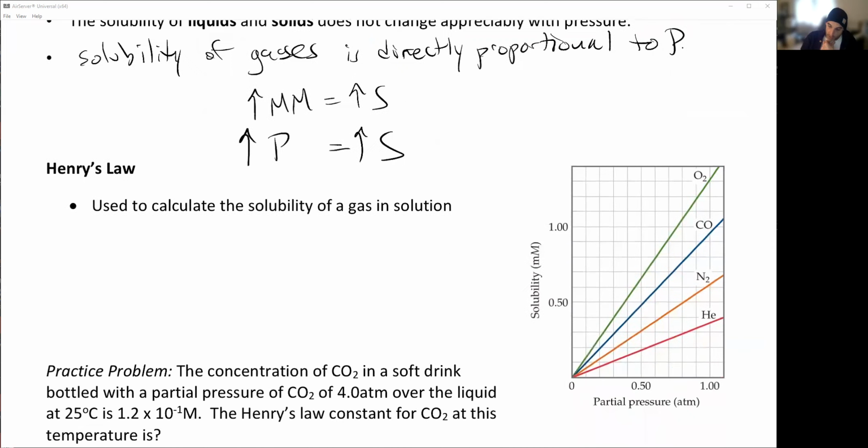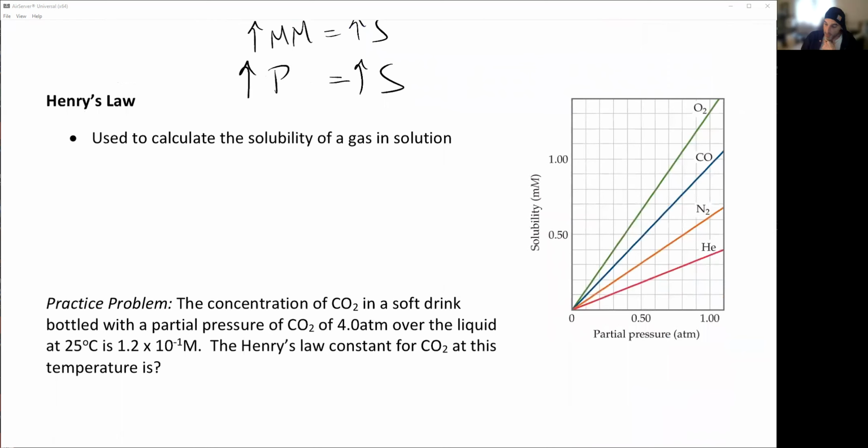In fact, we have a relationship with Henry's law. So Henry's law is going to say the solubility of some gas is equal to, I'll identify these two shortly, Henry's gas law constant times the pressure of that same gas. So one more time, this is the solubility of gas G.